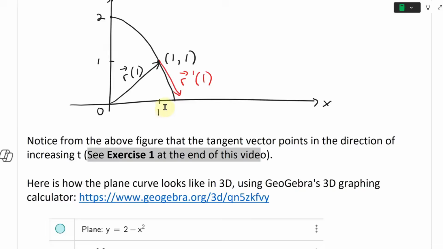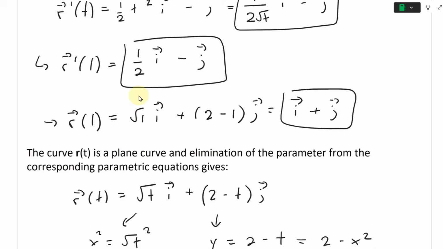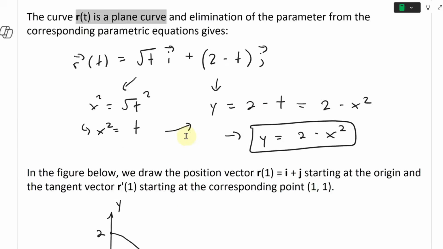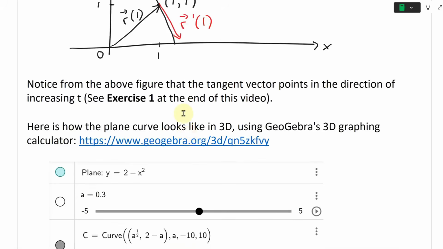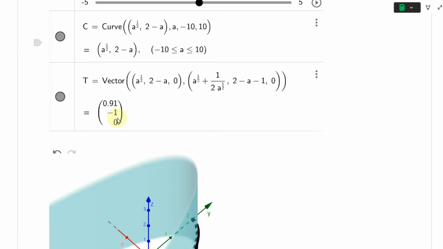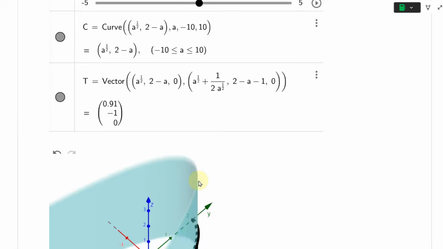And also to illustrate this, and also that the regular curve right here in 3D is a plane curve, as I mentioned right here. So r of t is a plane curve. I'll graph it out in GeoGebra to see how that is. So here's how the plane curve looks in 3D using GeoGebra's 3D graphing calculator. And I also added a vector right here, so you could play around with the tangent vector there.